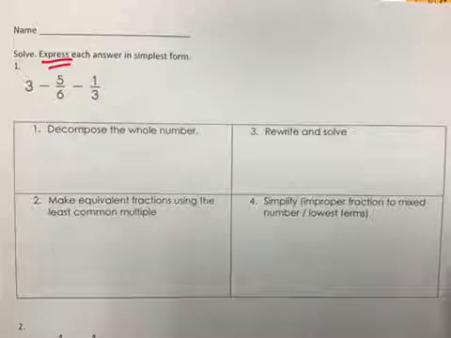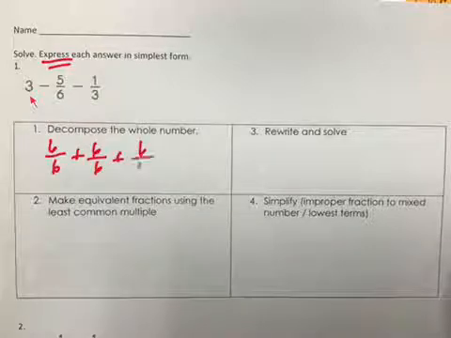All right, so we have a whole number minus a fraction minus another fraction. So our first step when we have a whole number that we need to take a fractional part away from is to break that whole number down into an improper fraction. And I'm using that word decompose, right? We need to decompose that number. We need to break that whole number down. So I'm going to break the whole number 3 into 6/6 plus 6/6 plus 6/6.